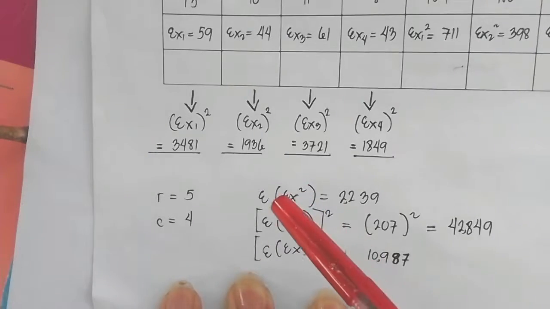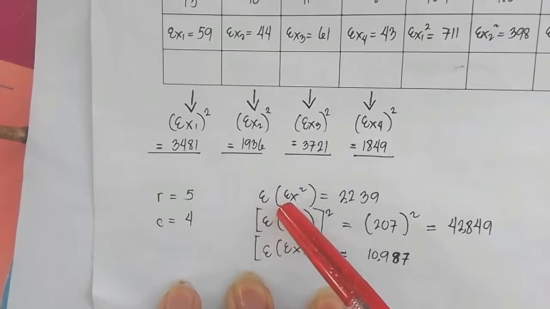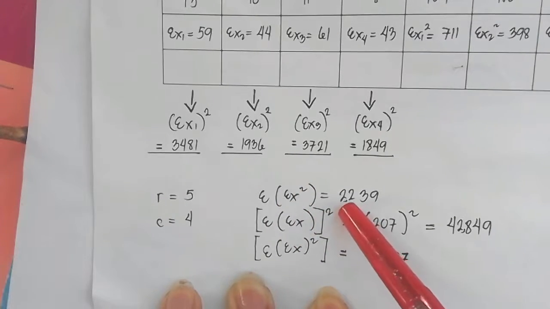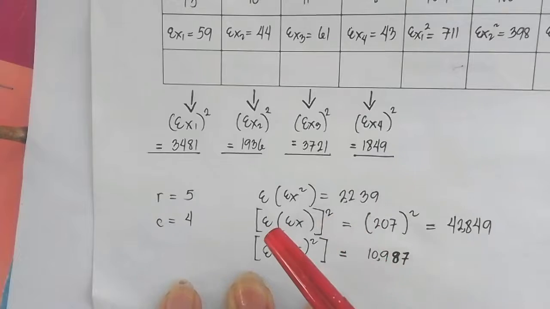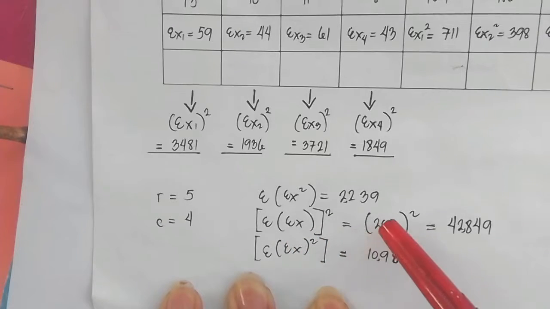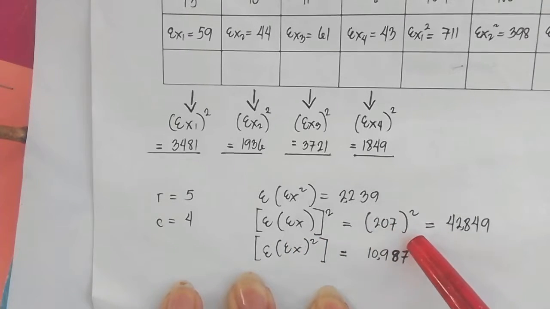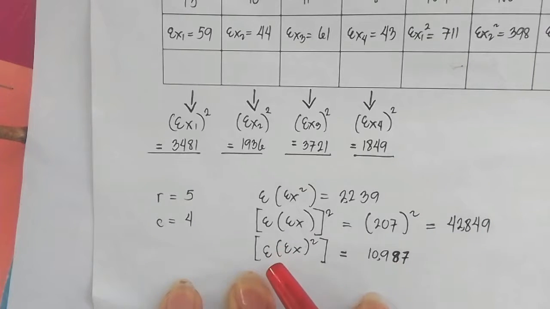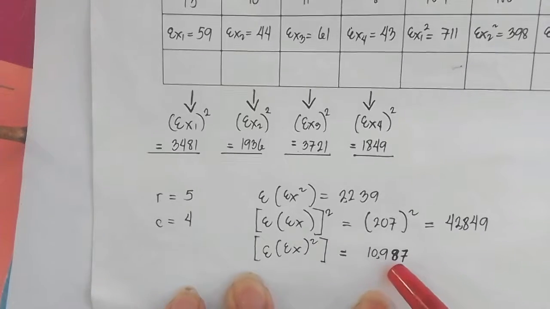And remember also the summation of x squared is equal to 2,239, and the squared of summation x, 207 squared, is equal to 42,849, and remember for the summation of the squared of summation x sub c equals 10,987.